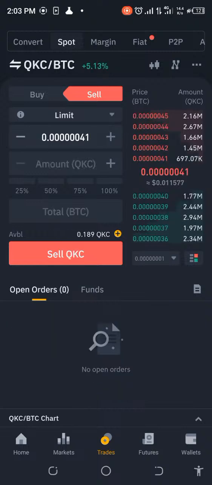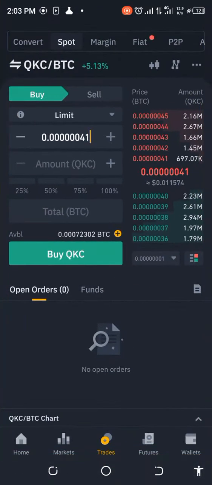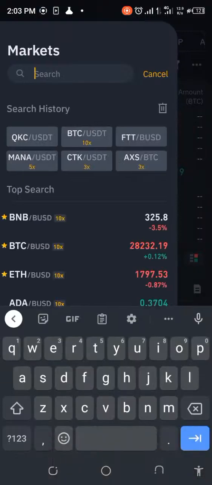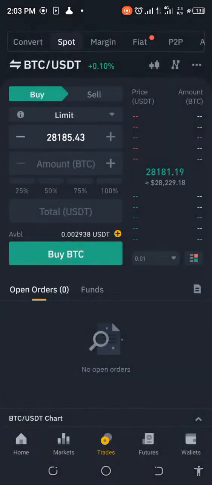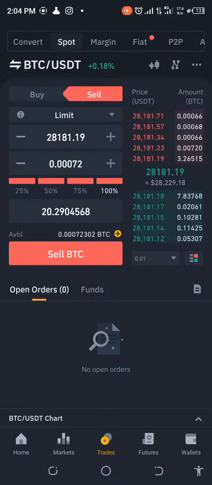All right, I'm back, and as you can see right now, we've already sold our QKC to BTC. So what do we have here? We've got 0.000722302. Awesome. So let's quickly go to BTC, USDT, and then quickly get this sold off. All righty. So now I'm just going to click on sell and then go ahead. So what do we have here? We have 20.29. This is awesome.